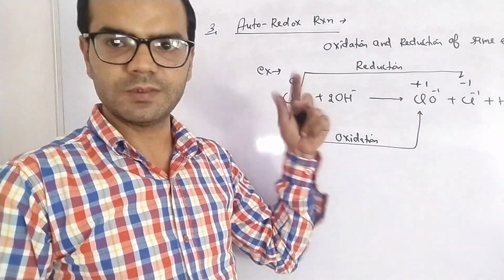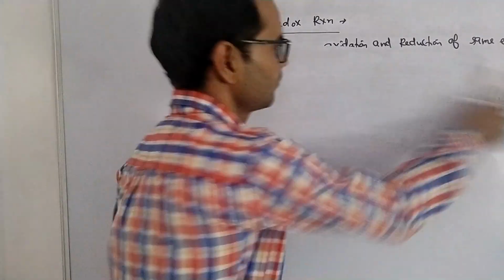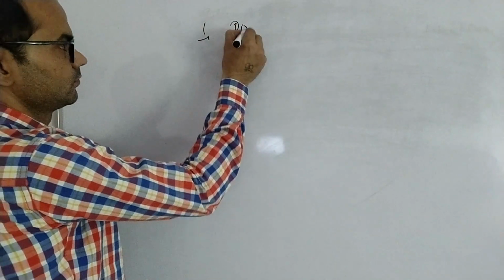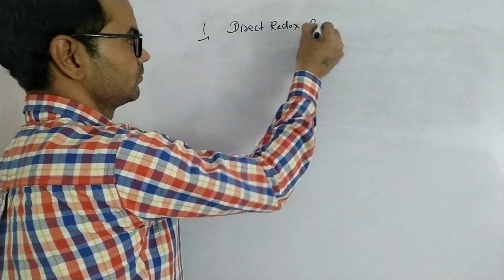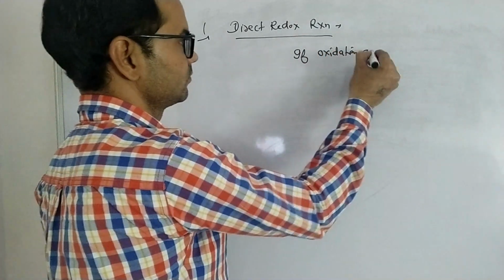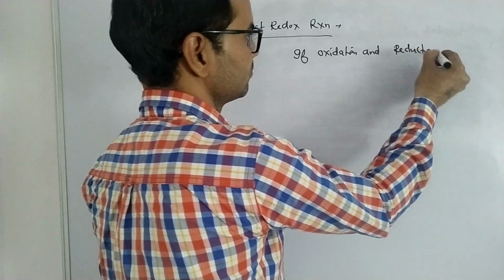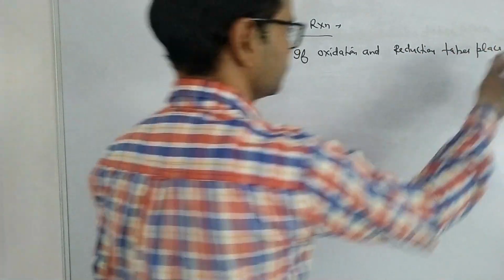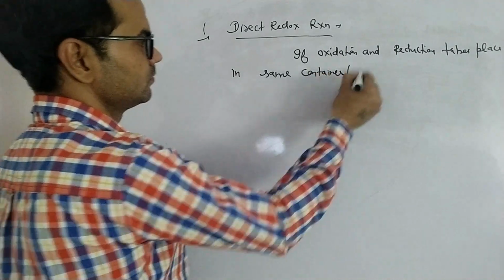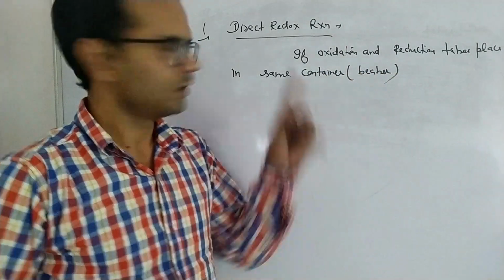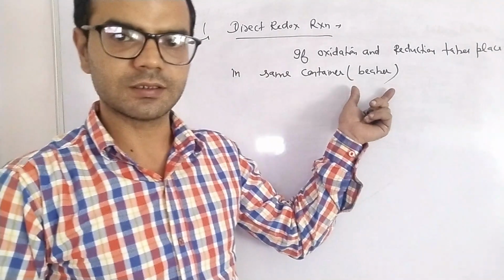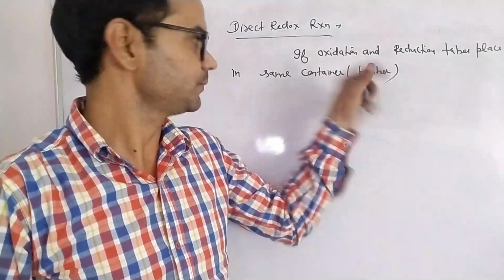Next, types of redox reaction on the basis of container. Direct redox reaction means if oxidation and reduction takes place in the same container, same beaker. Both reactions are taking place in the same beaker.